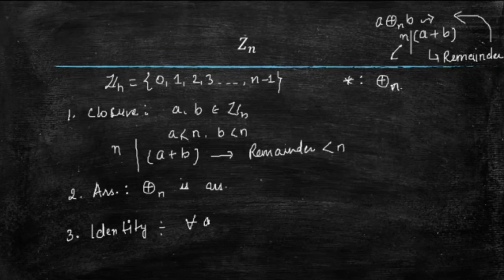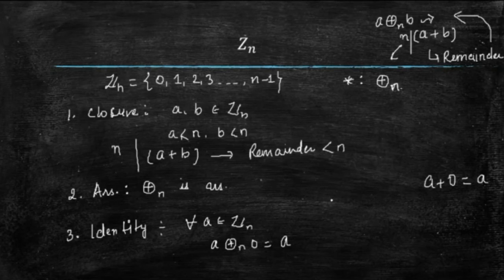So for every a in Zn, a addition modulo n 0 will be a itself, because you are adding 0 and a together, you get a, then you divide a by n, and since a is a member of Zn, it is strictly less than n, so the remainder is a, and hence 0 is the identity.